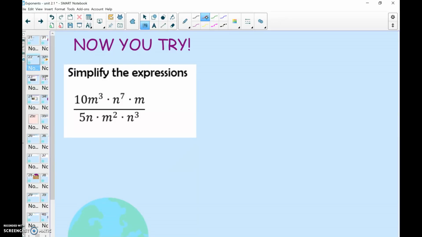Alright, here's what you should have gotten. On the top part, you've got a 10. You have m to the 3rd and m to the 1st. Combine those together, you get m to the 4th. And then you just have the n to the 7th there as well. On the bottom, you've got a 5. You have n to the 1st power, n to the 3rd power. If you add those numbers up, you get n to the 4th power. And then there's this m squared there as well. Nothing's really happening with that one though.